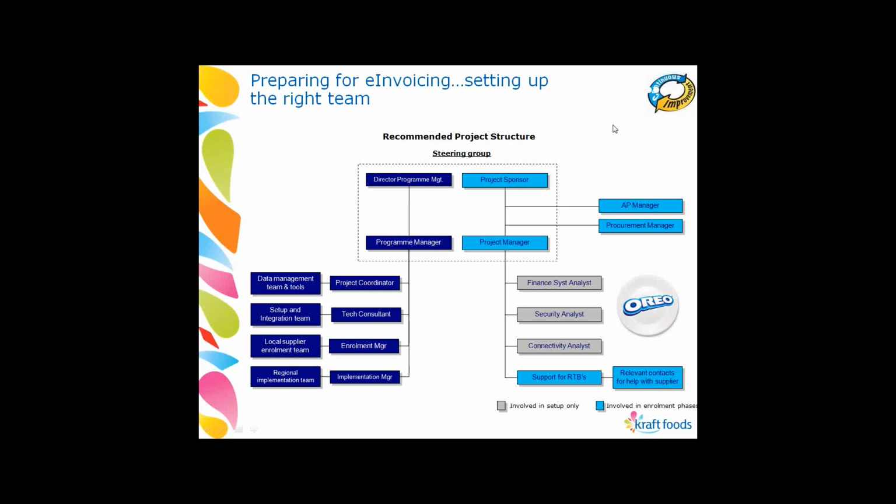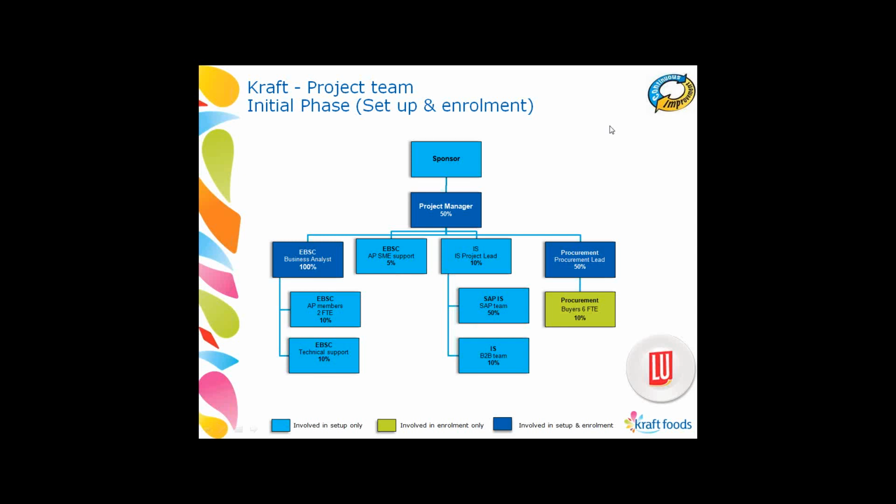When even considering the project, we knew we would need to have the right project structure in the team. We started to prepare ourselves, setting the right team. At this point, we followed the OB10 recommendation, having different functions partnering together. You see that the steering group was very important, the project people, and also having partners from finance and procurement functions as well. So we were very much aligned with the proposed structure, and this is how our Kraft project team looked in the beginning.